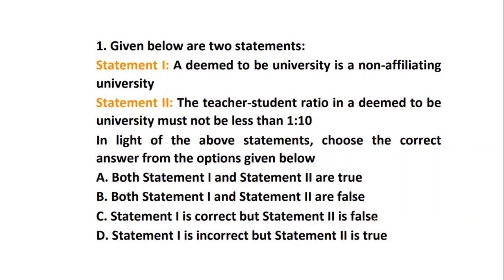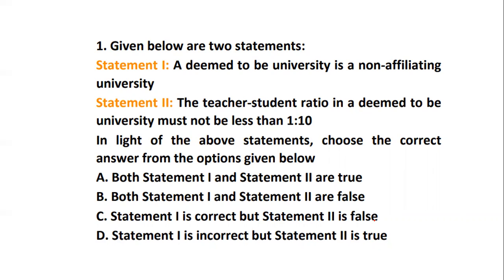So in this type of question, it is basically statement 1 and statement 2. You should tell whether statements 1 and 2 both are true, whether both are false, or whether one is correct and statement 2 is false, or statement 1 is incorrect and statement 2 is true. I'll read the statement once again for you. Statement 1 says that a deemed to be university is a non-affiliating university. Statement 2 states that the teacher-student ratio in a deemed to be university must not be less than 1:10. Whether they are true, false, correct, or incorrect, you have to state that.